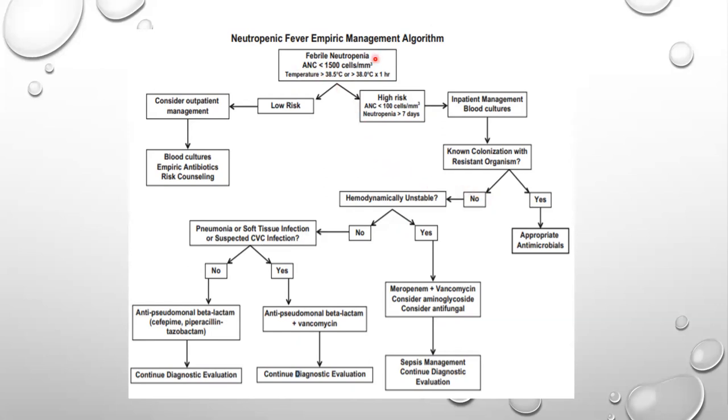So similar sort of thing, if they're febrile, ANC, this one actually says less than 1500. If they're low risk, consider the outpatient route. If they're high risk, then the things that we've been talking about: are they known to have a resistant organism? Are they hemodynamically unstable? And then continue with the antibiotics that we had discussed previously.